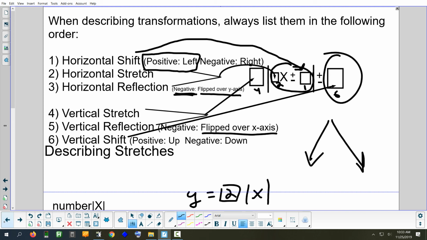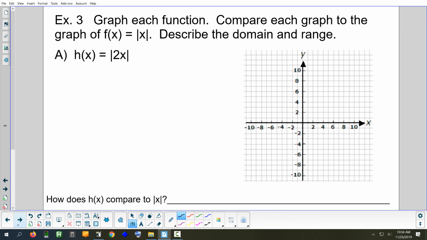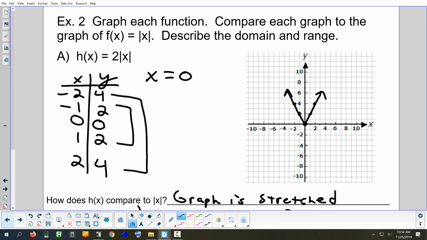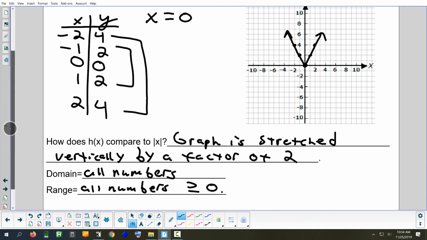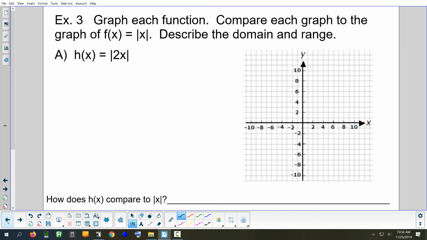Yep. 2. No, that's, oh, inside the bars. This is in front of everything. The 2 is in box 4. Okay, so pretend that negative isn't even there. We're going to do this problem exactly the way you guys did this problem. The graph was stretched vertically by a factor of 2. We're going to start by writing that.